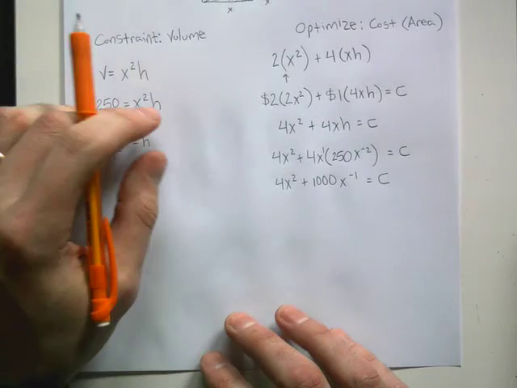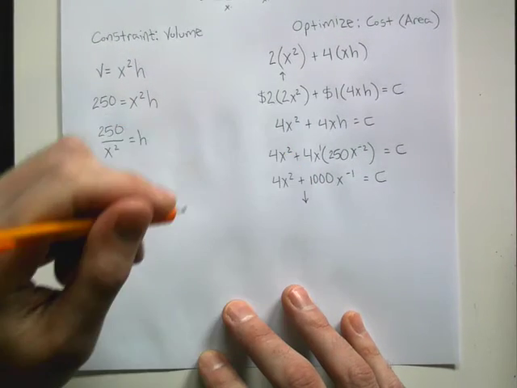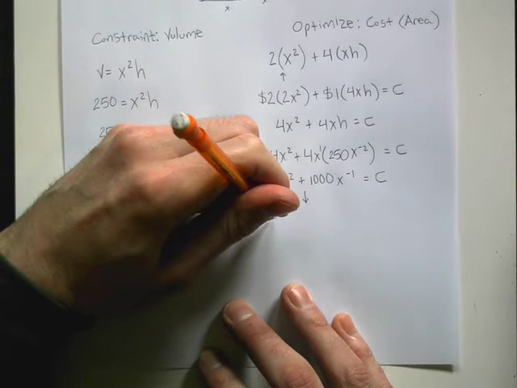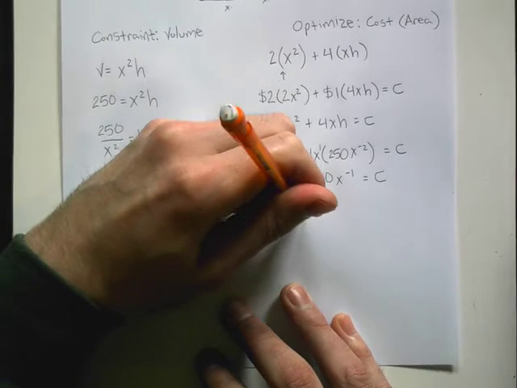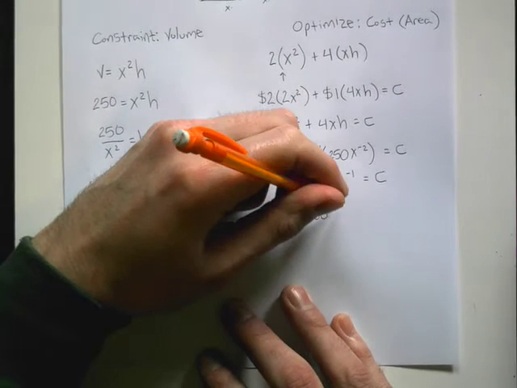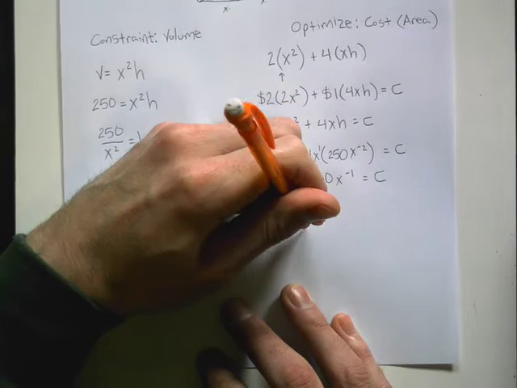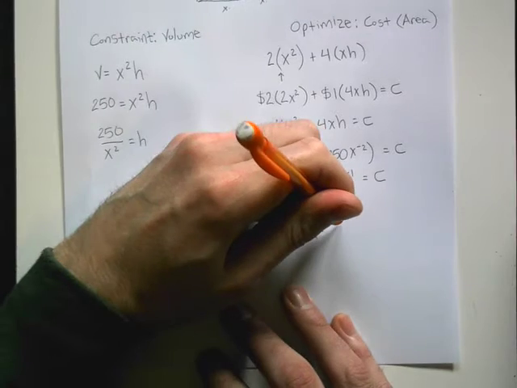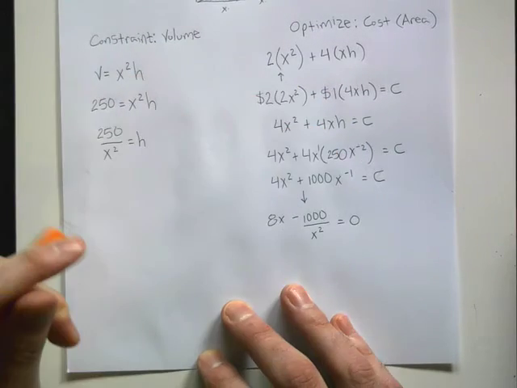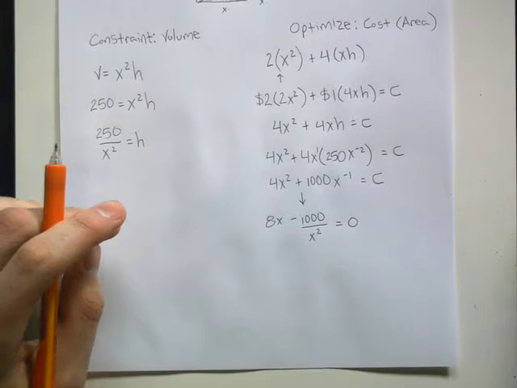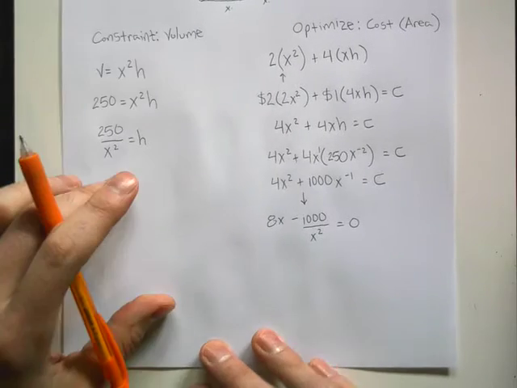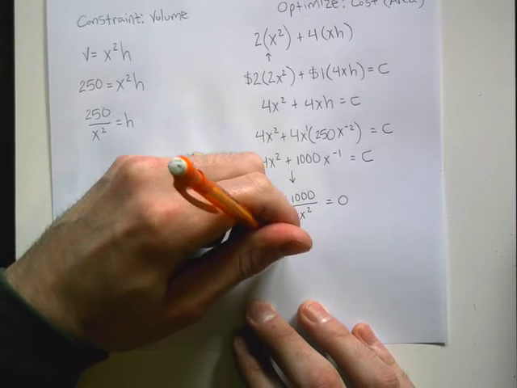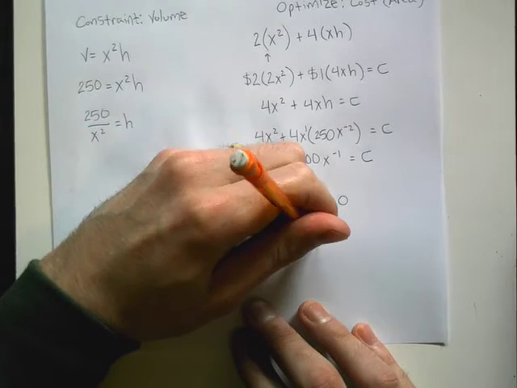So let's figure out what our x dimensions have to be by taking the critical point, taking the derivative of this equation. So this would be 8x minus 1,000. This would be x to the negative 2, but I'm going to just say x squared at the bottom. Okay? Equals derivative of cost is 0, or derivative of c is 0. All right, so let's solve for x. Let's bring our 8x to the other side. So it'd be negative 1,000 over x squared equals negative 8x.